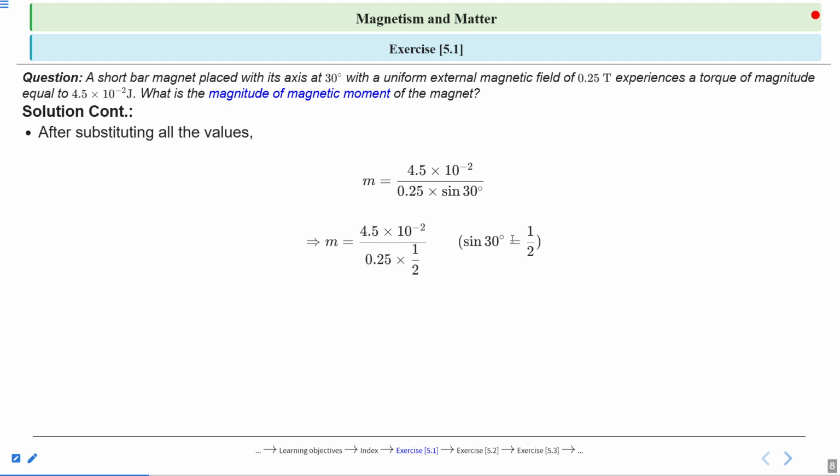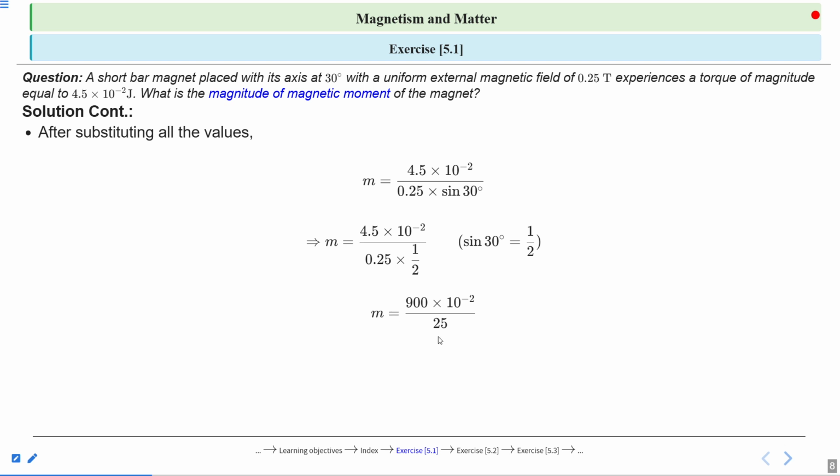Okay, sine 30 degree, we know that sine 30 degree is 1 by 2. So m will be equal to 4.5 into 10 to the power minus 2 upon 0.25 into 1 by 2. Okay, so this 2 will go in the numerator. So 4.5 into 2 will become 9. And after removing the decimal from this 0.25, 100 will go in the numerator. So 9 into 100 will become 900. And in the denominator, only 25 is left. Okay, so m is equal to 900 into 10 raised to the minus 2 upon 25.